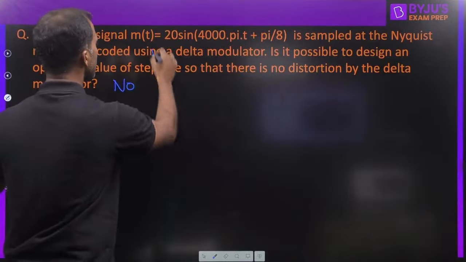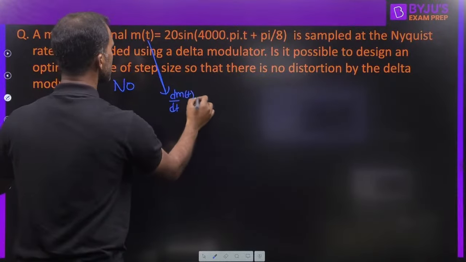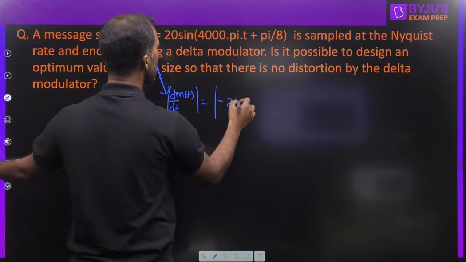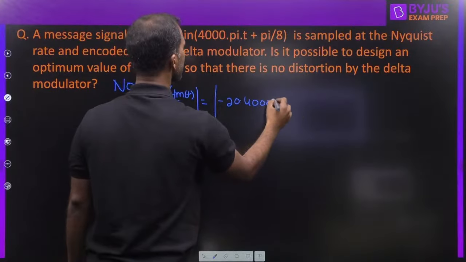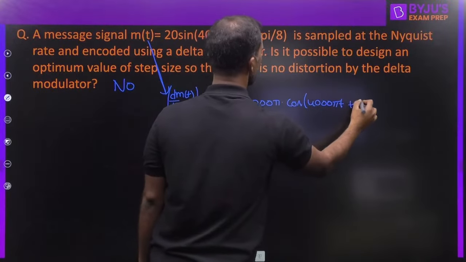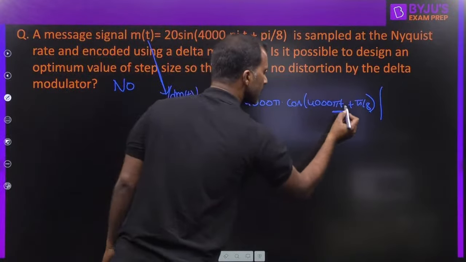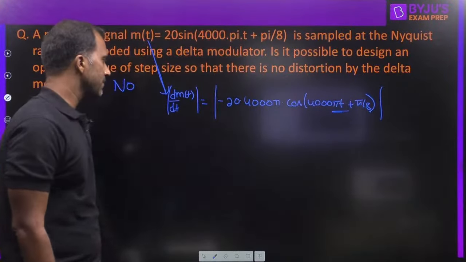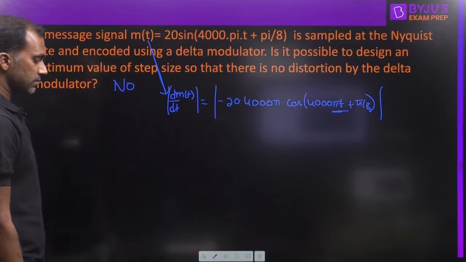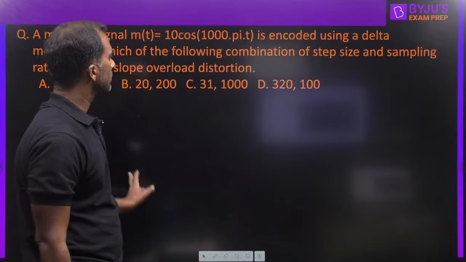For a sinusoidal signal, the magnitude of slope is equal to, just differentiate it, you get minus 20 into 4000 pi into cos of 4000 pi t plus pi by 8. Is it constant? No, it is dependent on time. As time changes, this cos magnitude changes, and so the magnitude of slope is not constant. Hence, it is not possible to design a step size so that no distortion will be there from the delta modulator. It's not possible. Right, next.